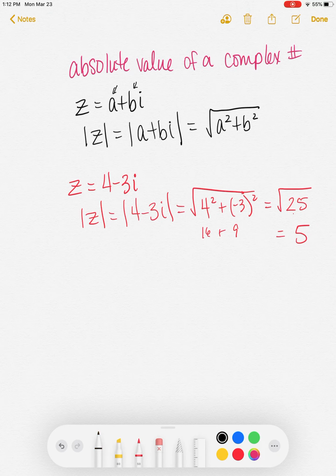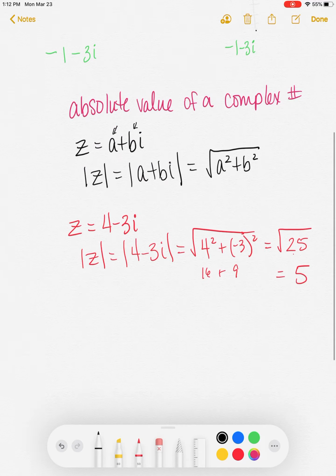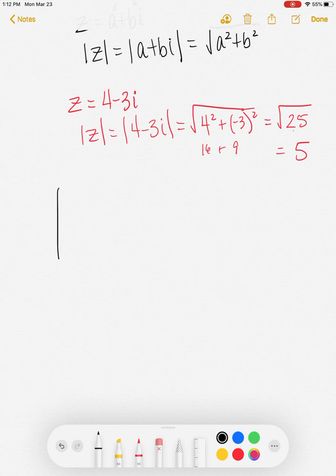Okay, so what does this have to do with the polar coordinates that we've been talking about? Let's look at a graph, and we said that this will be our a, our real component. This will be our b, our imaginary component. That's how we graphed it, right? So if we have some a down here, let's give our point first. That's going to be our a plus bi. So this will be a from here to here, and this will be b from here to here.